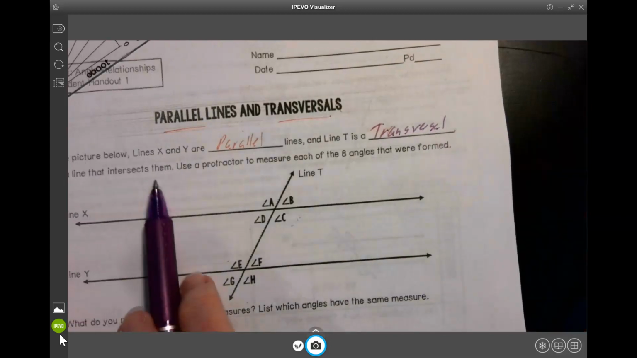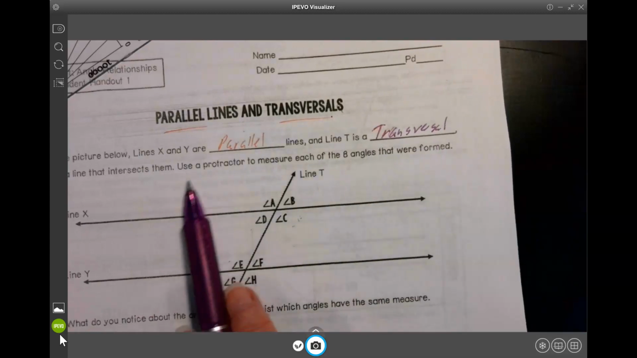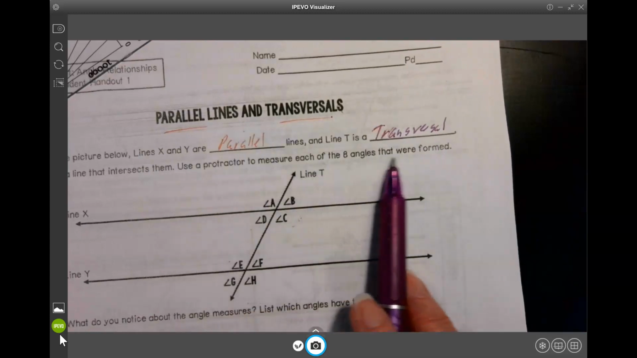A transversal is a line that intersects them. A transversal is just a line that intersects other lines. Use a protractor to measure each of the 8 angles that were formed.